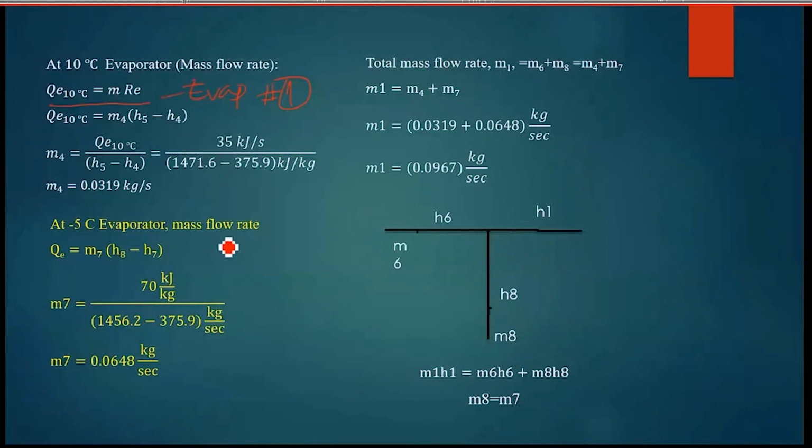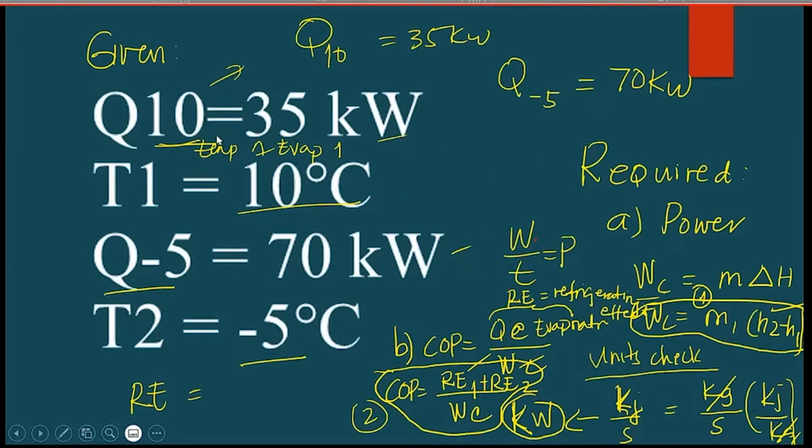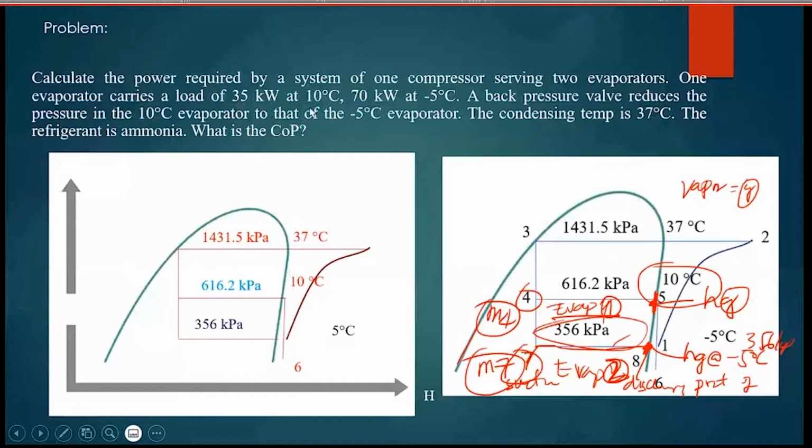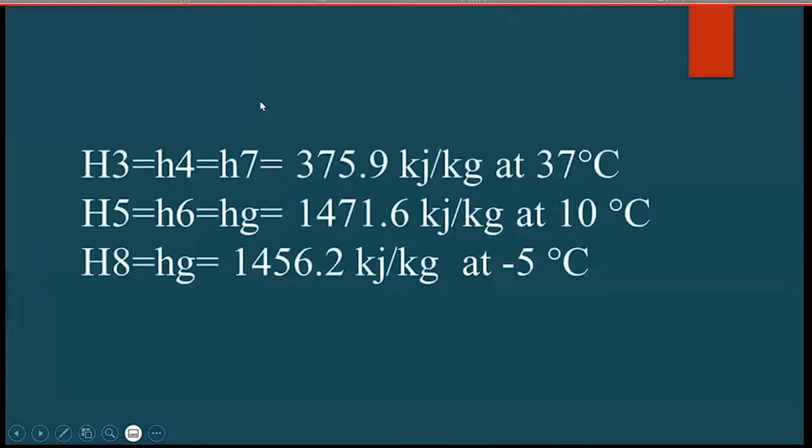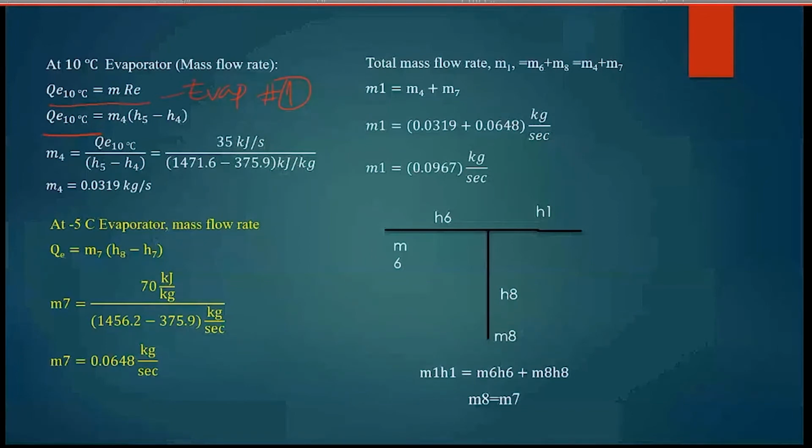Now, the question is, do we have the heat load at evaporator 1? Yes. Look at this. The problem says 35 kilowatts at 10 degrees centigrade. So the evaporator operating at 10 degrees centigrade has a cooling load, meaning the amount of heat that it's going to absorb, of 35 kilowatts. So 35 kilowatts is given. M4 is what we're going to find. H5 and H4 are given.